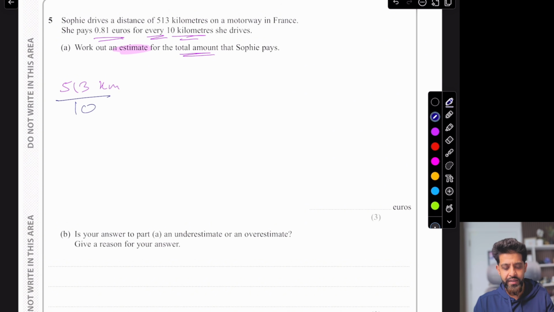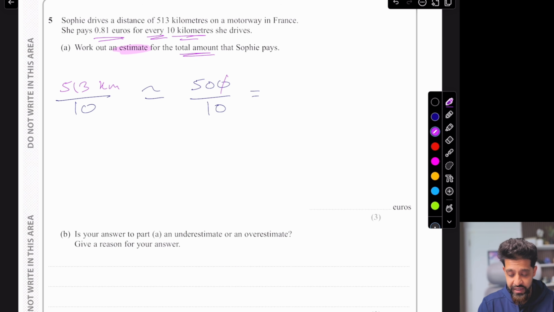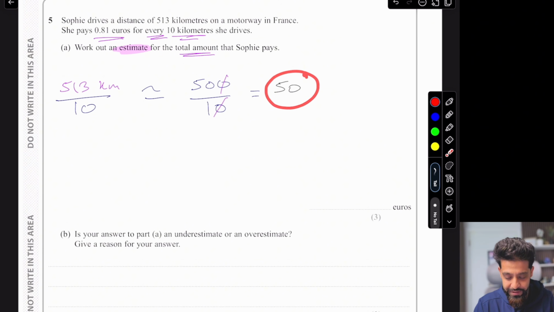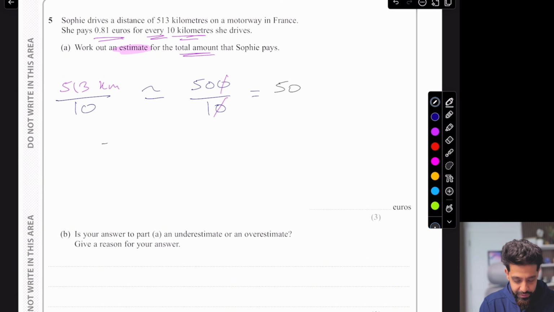Now, of course, without a calculator, it might be hard for some people to do. So we're going to approximate, estimate. 513 can be rounded to 500 and 10 can stay as it is. We can just cancel out these 2 zeros, and that gives us 50. So we have 50 lots of 10. And for every lot, we have to pay 0.81 euros. So we're going to do 50 times 0.81 euros.